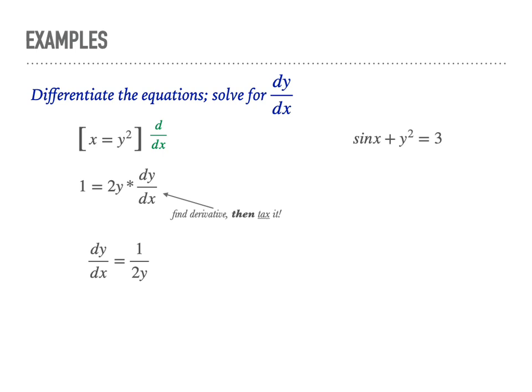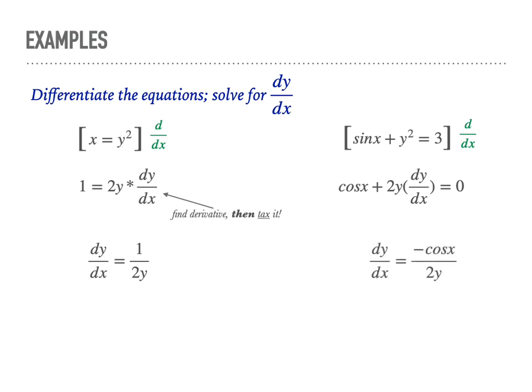Next up, we have sine x plus y squared equals 3. We do the same thing. We take the derivative of the entire equation with respect to x, and since it's sine of x, since that's an x variable, we can just do cosine of x plus 2y, again power rule, times dy over dx. And then obviously the derivative of a constant is just 0, so it equals 0.